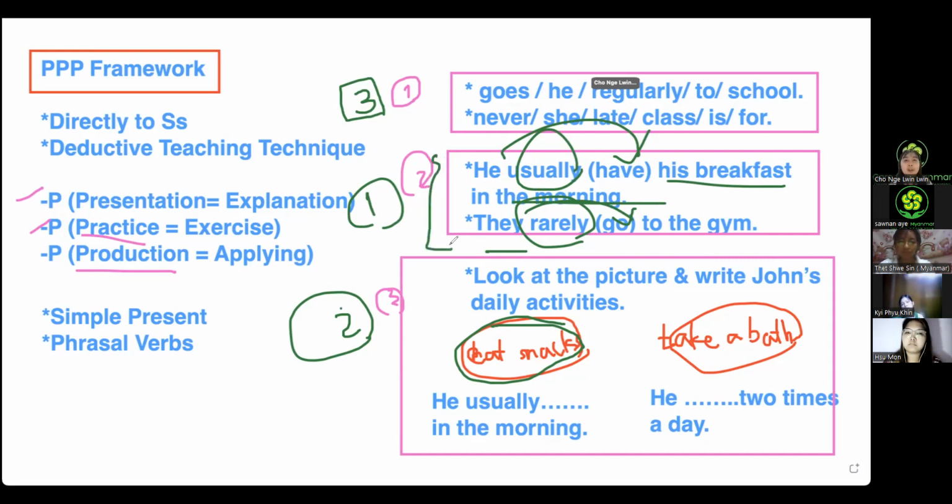You can give them as homework. It's fine. They can also practice again at home. And then you can spend your time on number 2 and number 3 activities, not number 1, so that you will have more time for production stage. Because in our lesson, production stage is the most important stage. We should take most of our time for production stage.